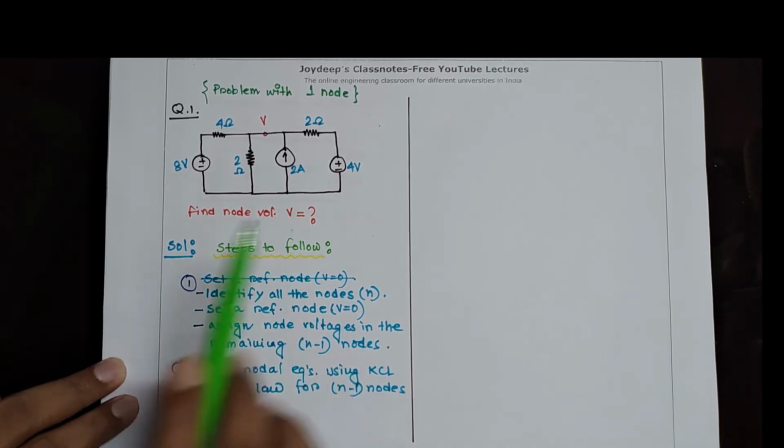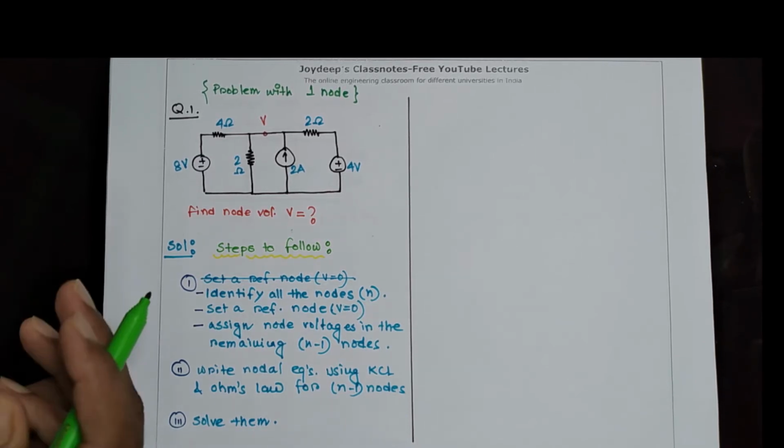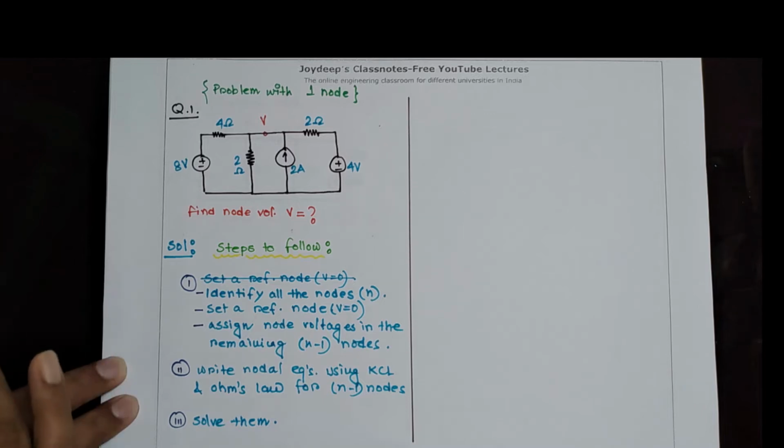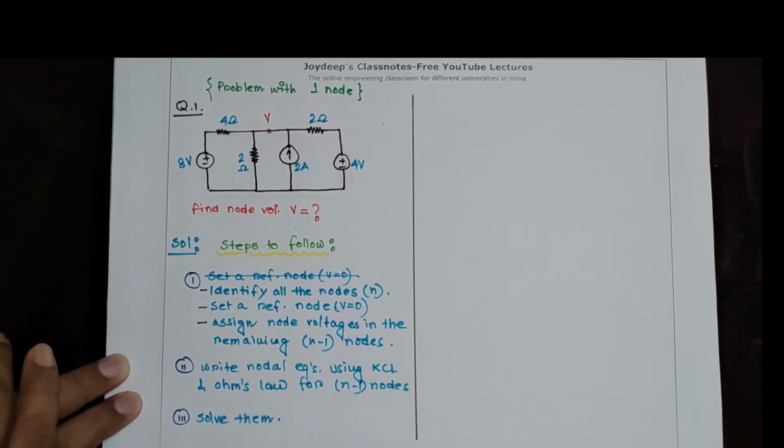Okay, this is what we need to find out. If your question asks you to find the node voltage or branch current, you will be doing nodal analysis. Now these are the steps that are written over here. We'll be following these steps to do the nodal analysis.